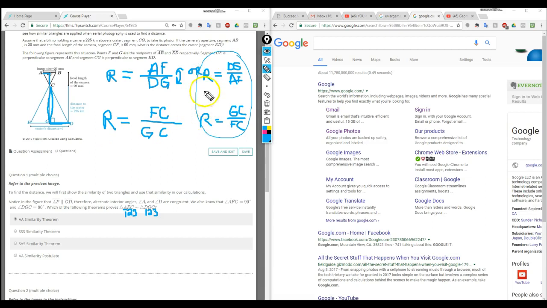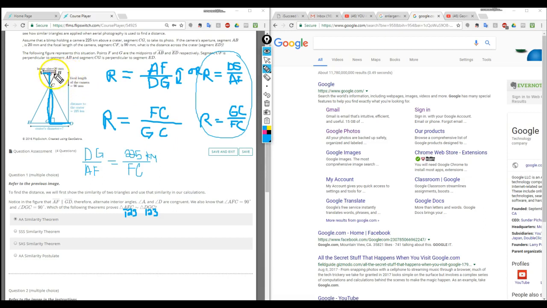And since they're both equal to R, we can use our transitive property. And I could say DG over AF is equal to GC over FC. And by substitution, GC is equal to 225 kilometers.